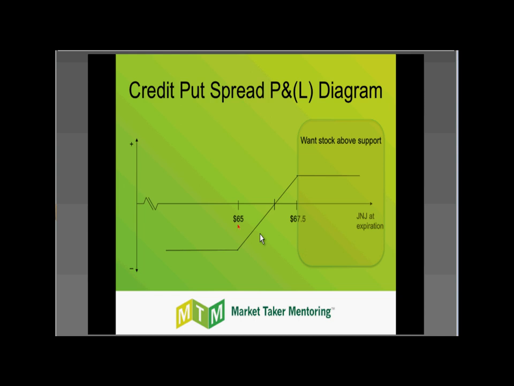Here's the idea. Whatever we sell that spread for, if the stock stays above 67.5 between now and expiration, both of those options expire. That means whatever we sold that spread for is ours to keep, max profit. We want the stock to stay above our strike price of 67.5, which pretty much coincides with support. As long as the stock stays above support, we got ourselves a winner chicken dinner.